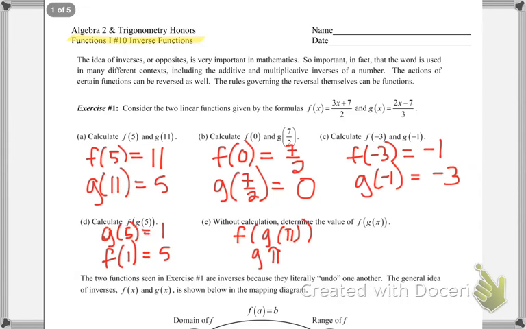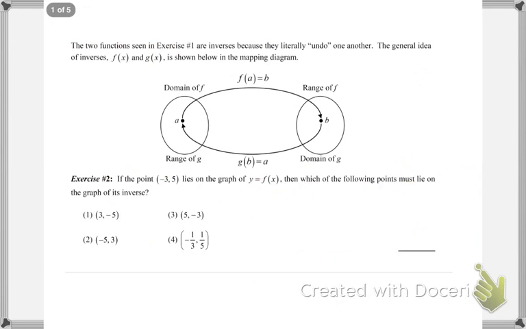We have g of pi. It's going to give us a value, and then whatever that value would happen to be, we're going to plug it into function f. And remember, the input for function g becomes the output for function f. So the two functions seen in exercise 1 are inverses because they literally undo one another.